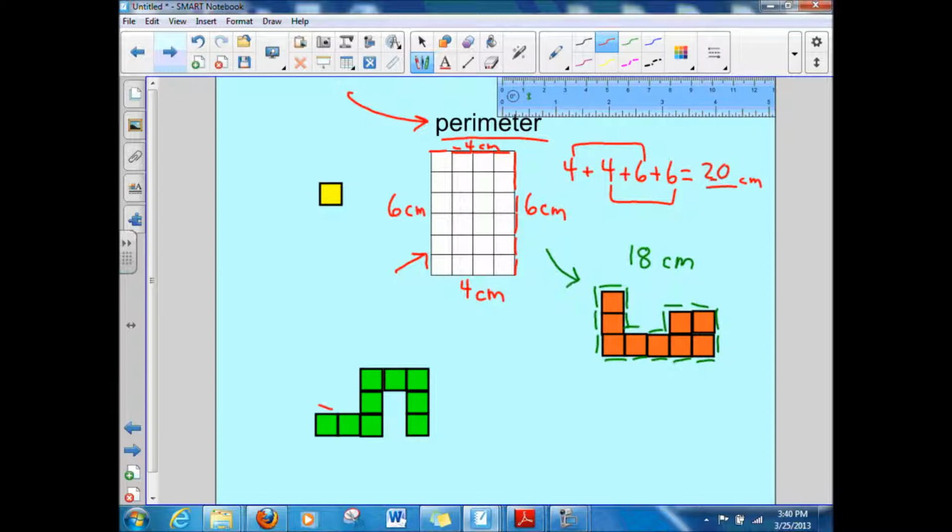You think that the green one has the same amount of centimeters on the outside, or more or less? Let's check. 1, 2, 3, 4, 5, 6, 7, 8, 9, 10, 11, 12, 13, 14, 15, 16, 17, 18, 19, 20. This one has a perimeter of 20 centimeters. So even though the area of these two figures was the same, we can see that the perimeter was different.